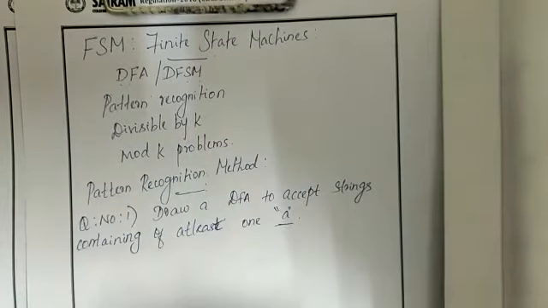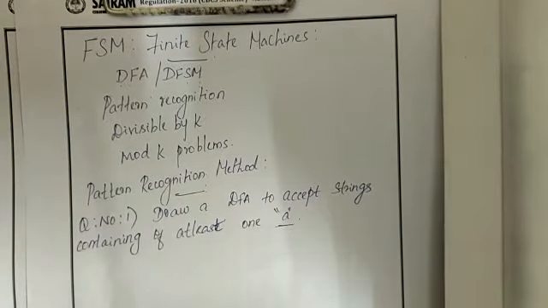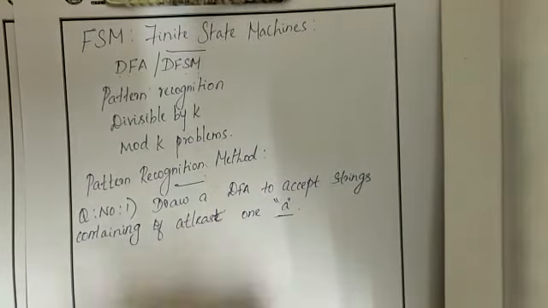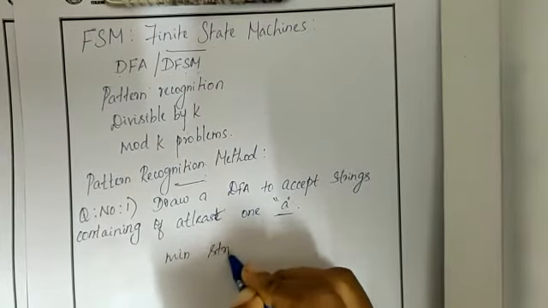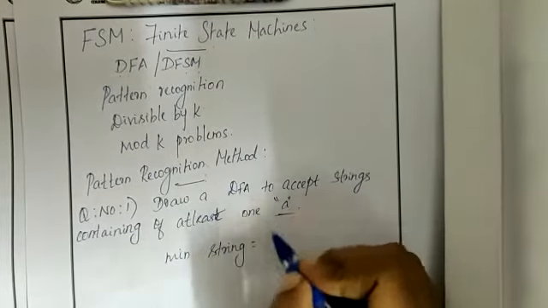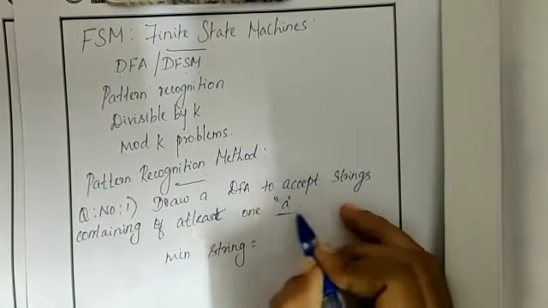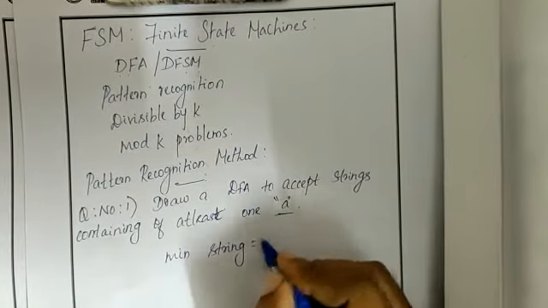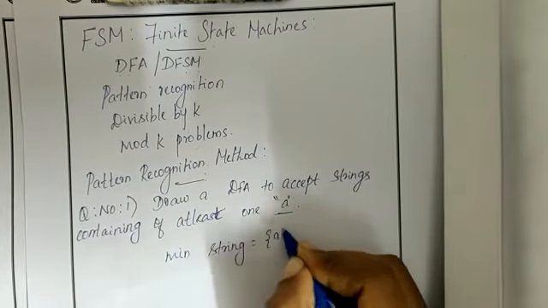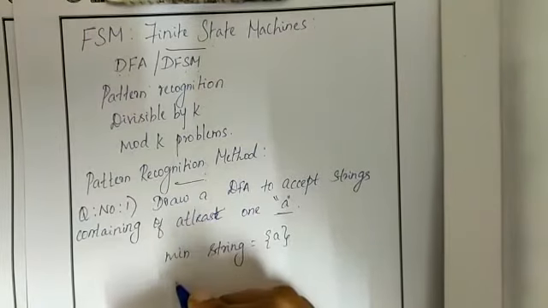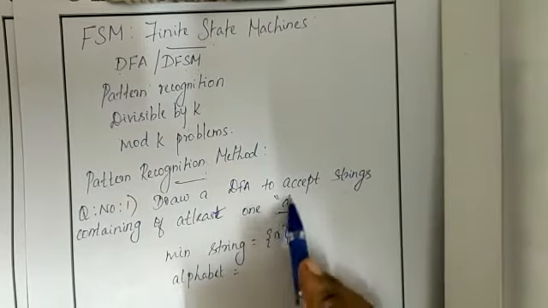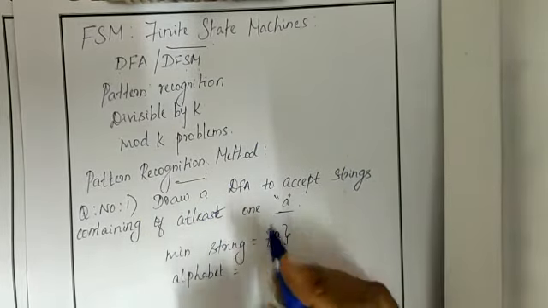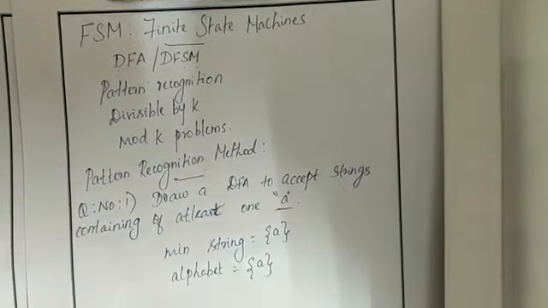So I'll repeat once again. In pattern recognition method, a pattern will be present in your question. So when a pattern is there in the question, you take and write the pattern as your minimum string. Whatever pattern is given in the question, that is your minimum string. So here A is given, so I am going to write my minimum string as A. Then I have to write my alphabet. You can read the question. Apart from A, I don't have any other symbols in my question, so my alphabet is also A for this question.